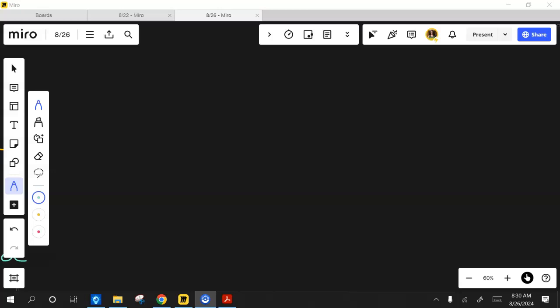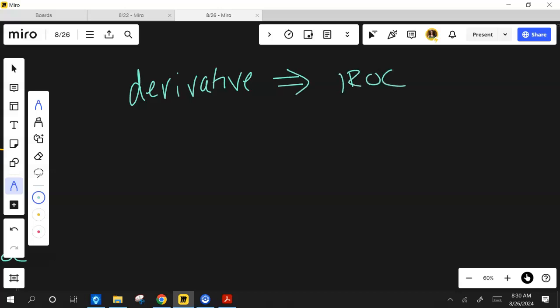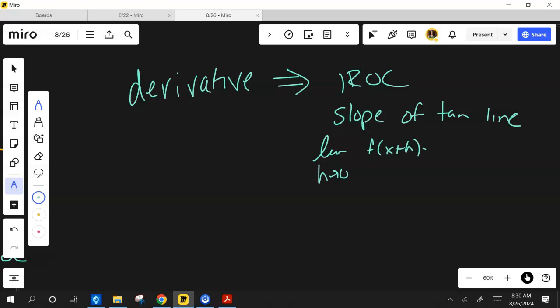Slope of the tan line. Give me another synonym. Anybody? Hi, Rod. Give me another synonym. Slope of the tan line. What formula? Difference quotient. dy over dx.